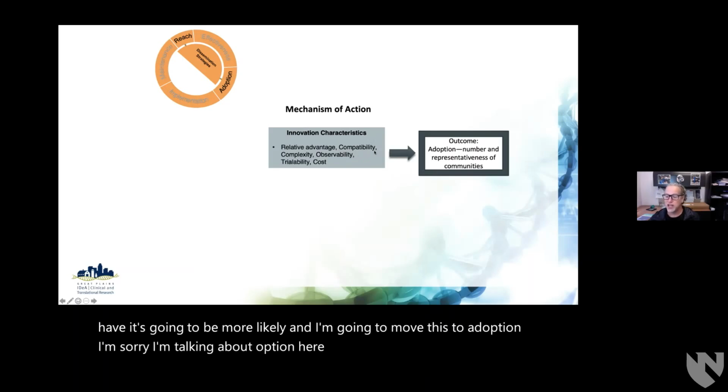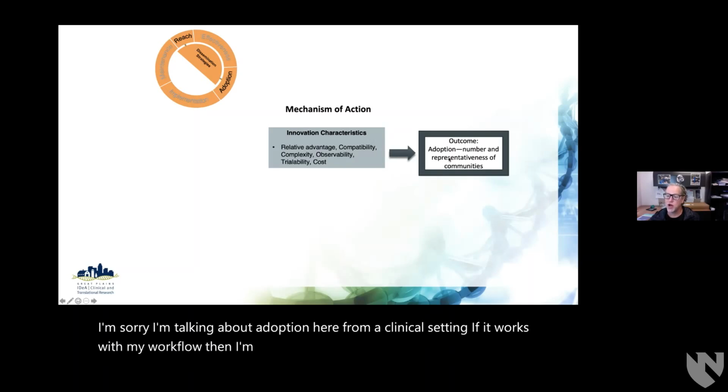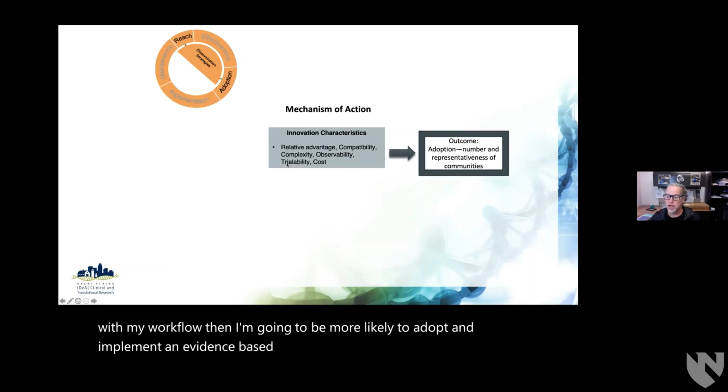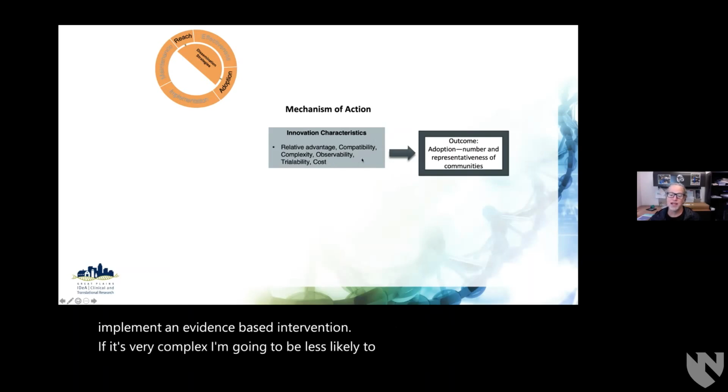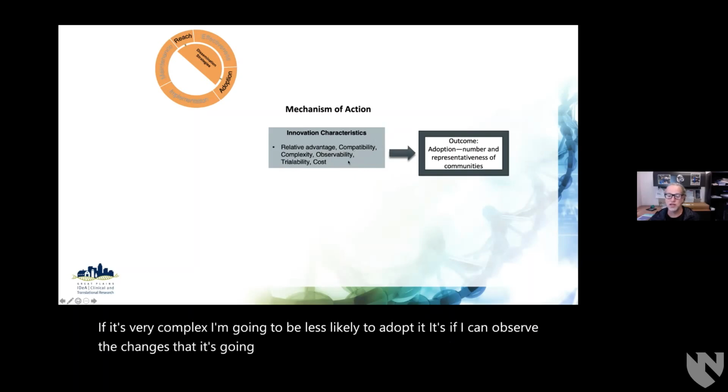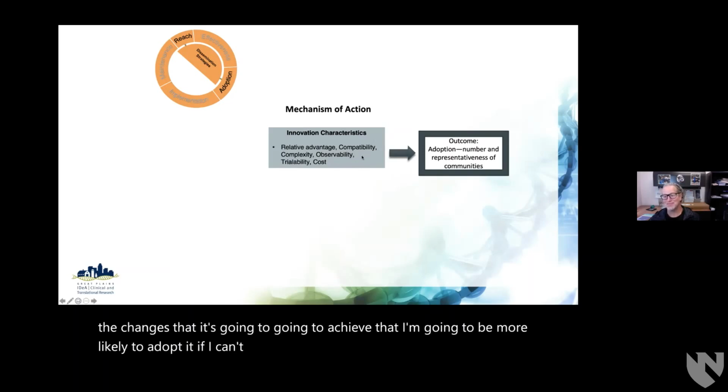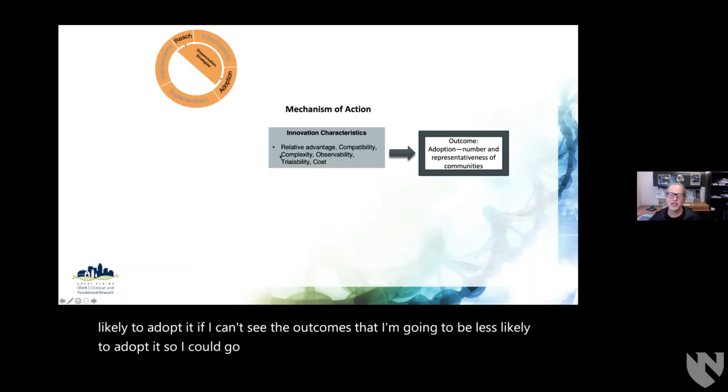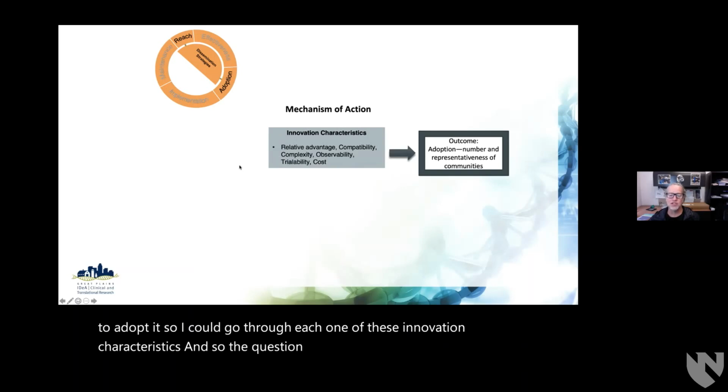From a clinical setting, if it works with my workflow, then I'm going to be more likely to adopt and implement an evidence-based intervention. If it's very complex, I'm going to be less likely to adopt it. If I can observe the changes that it's going to achieve, then I'm going to be more likely to adopt it. If I can't see the outcomes, then I'm going to be less likely to adopt it. So I could go through each one of these innovation characteristics. And so the question is, what type of intervention do we use?